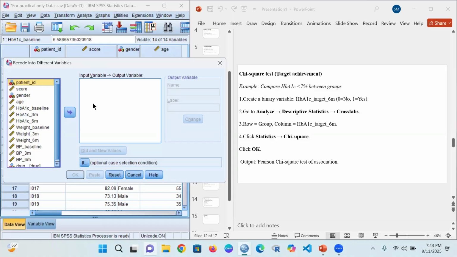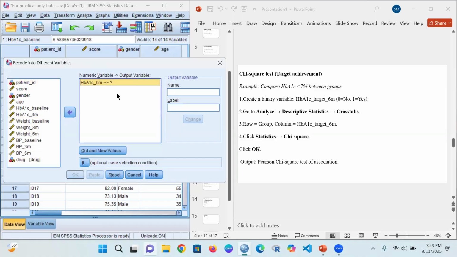Sorry for that. So the HbA1c recorded after 6 months, we want to see whether we reach our target. First of all, the HbA1c at 6 months, you load it here in numeric variables. So the name, which new name do we want now? We will give it a new name. Let's say HbA1c.